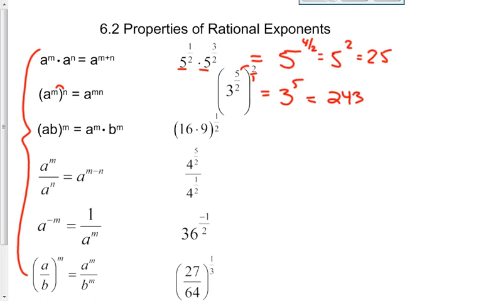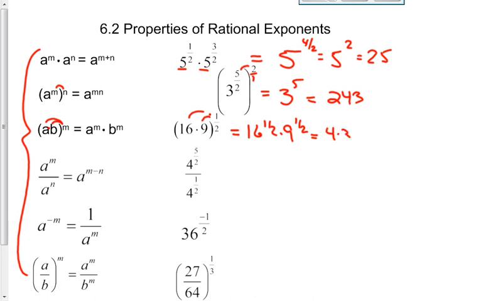A times b raised to the m. This is product to a power. This is the backwards rule. Everything inside the brackets will get raised to that power. A to the m, b to the m. So for this one, we're going to come backwards to each of them. 16 to the 1/2, 9 to the 1/2. Each of these is a doable square root.